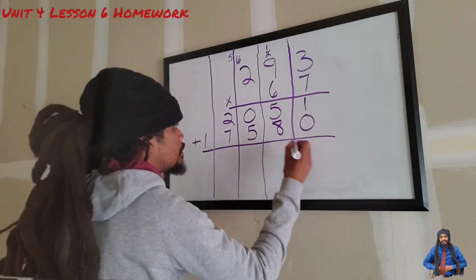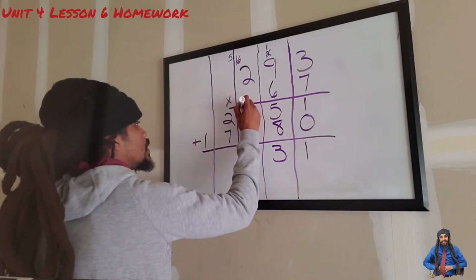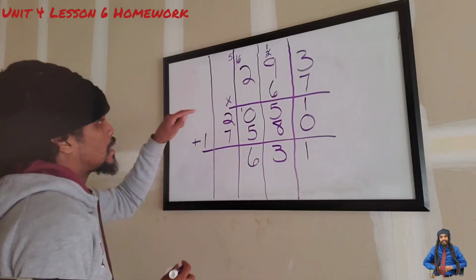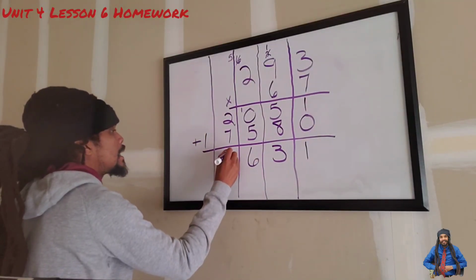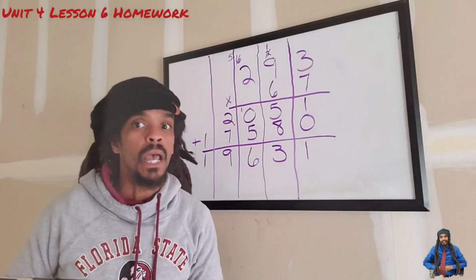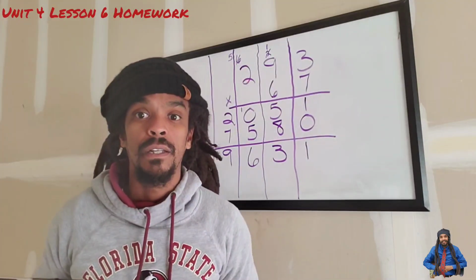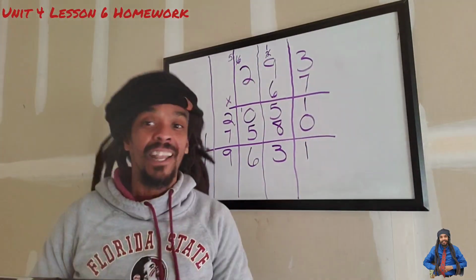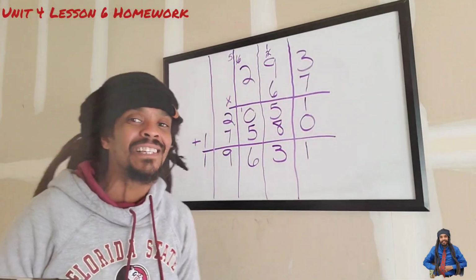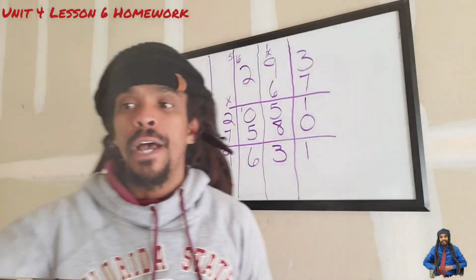1 plus 0 is 1. 8 plus 5 is 13. Drop our 3. Raise our 1. 5 plus 1 is 6. 7 plus 2 is 9. And then we got our 1. So look, we're dealing with some big old numbers now. Okay, so the spacing is everything. Spacing is everything. Okay? Our answer is 19,631. I'm proud of y'all. You did a real good job.